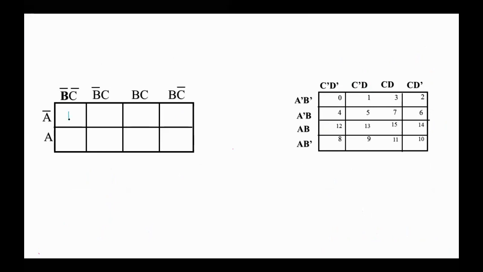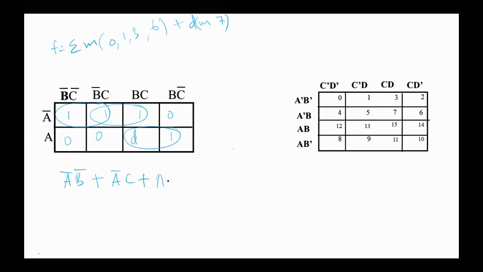For example, we have the function sum of min terms 0, 1, 3 here and 6 here. But we have do not care conditions, for example, on min term 7. We can group these two together as not A, not B, or this one, we can take it this way, with the do not care, which is again not A, C, or, and this one, with this do not care, A, B.